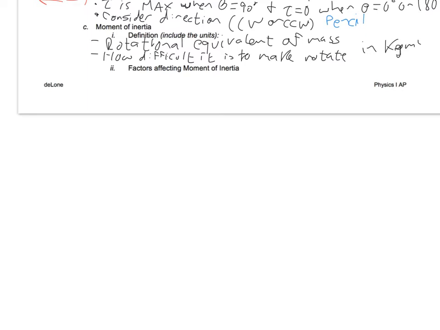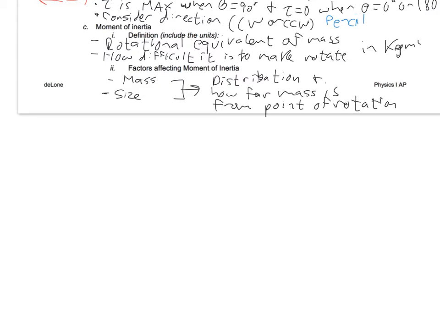Okay, and the factors affecting it, so obviously mass is the first factor that's going to be affecting it. The size of it matters, but really the big thing is the distribution of the mass. All right, that's really what affects moment of inertia, and how far the mass is from the point where we're rotating. And the further away mass is, the greater our moment of inertia.